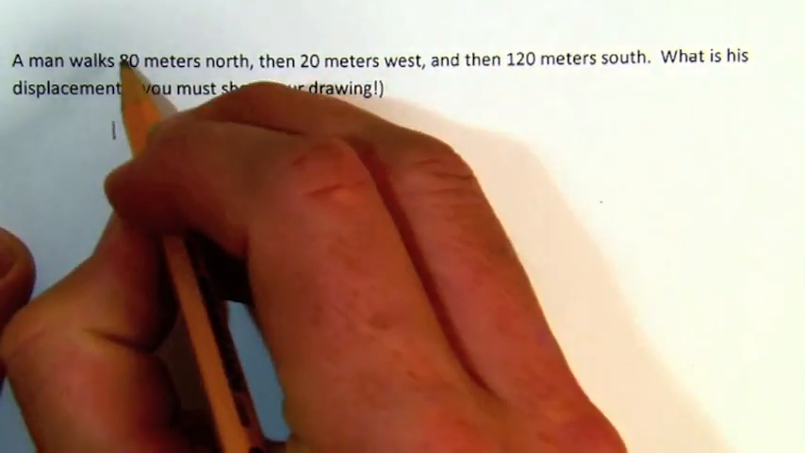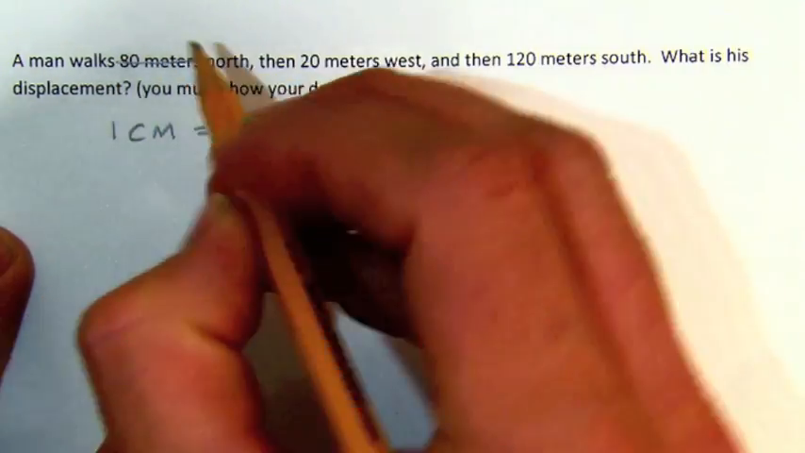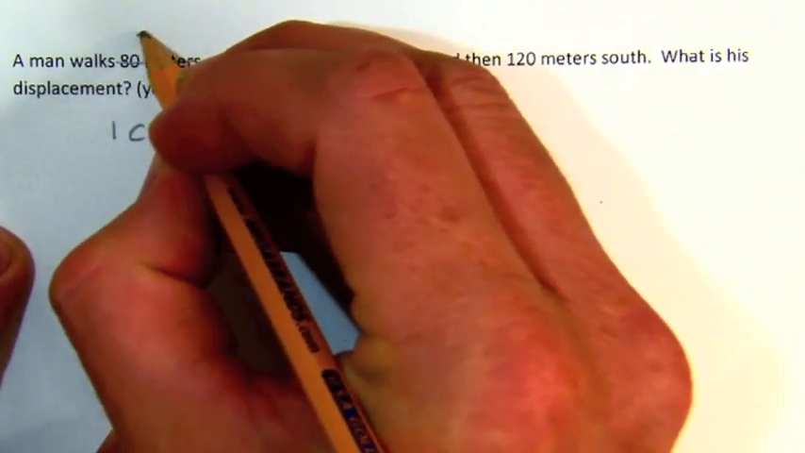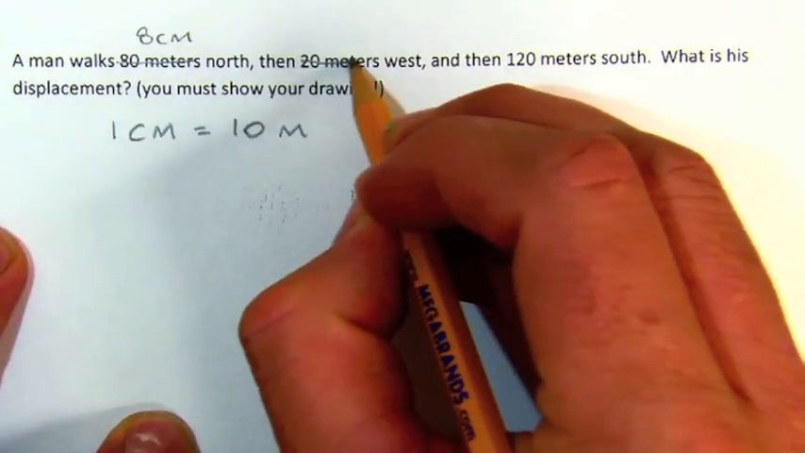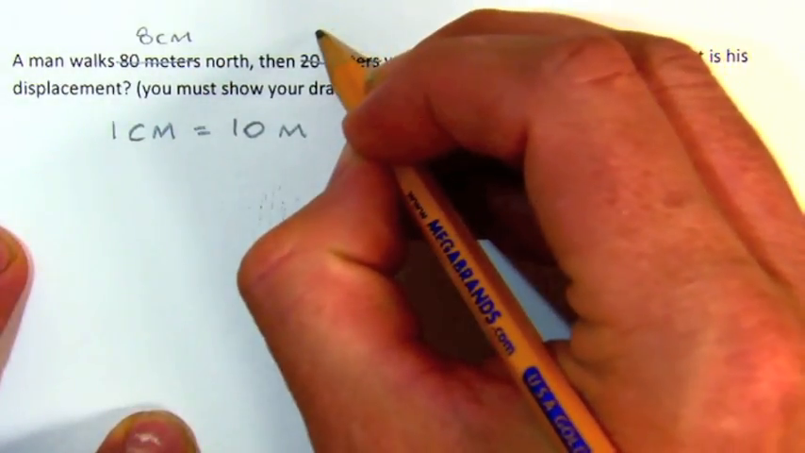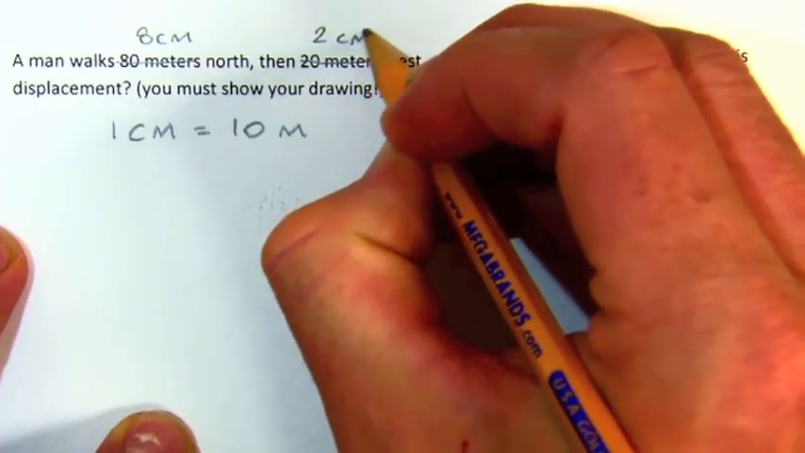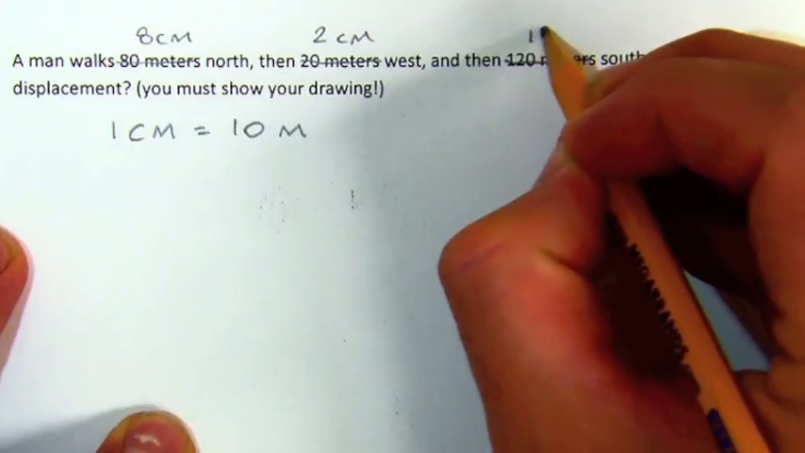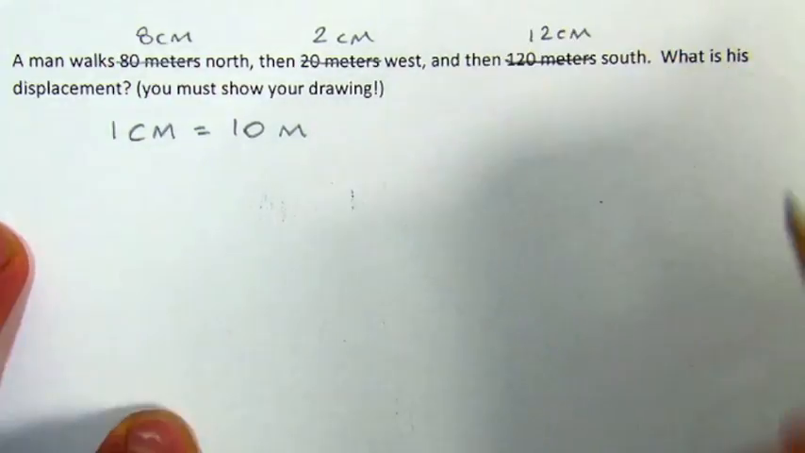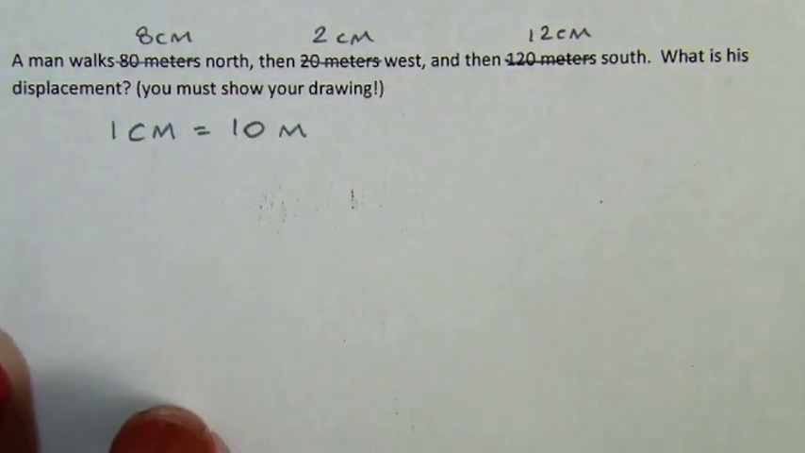First thing you need to do is come up with a scale that makes sense for how much space you have. Here I'm using 1 centimeter equals 10 meters. So 80 meters turns into 8 centimeters. 20 meters turns into 2 centimeters. And 120 meters is going to be 12 centimeters on my scale drawing.